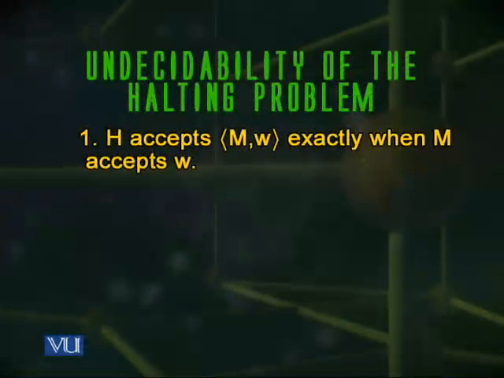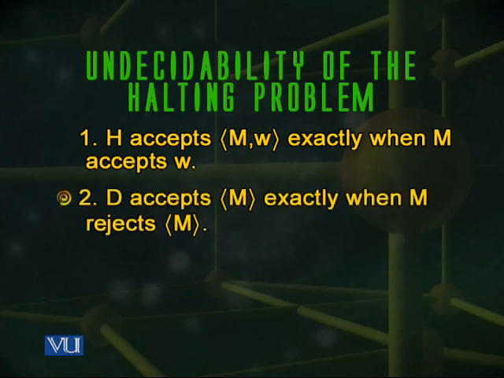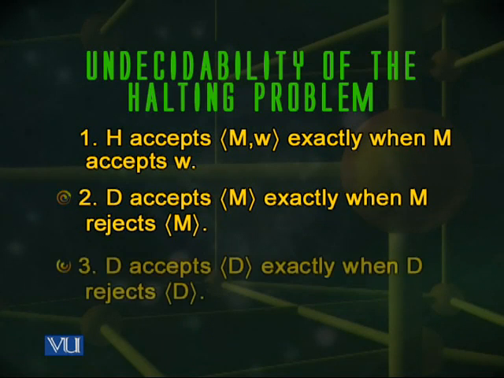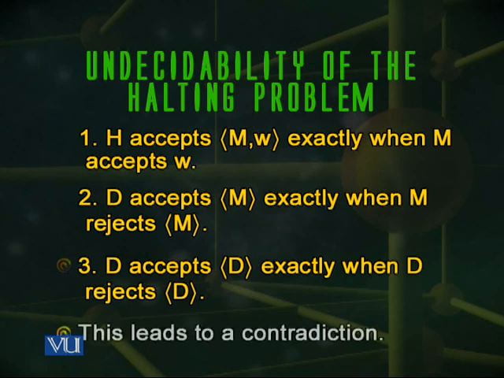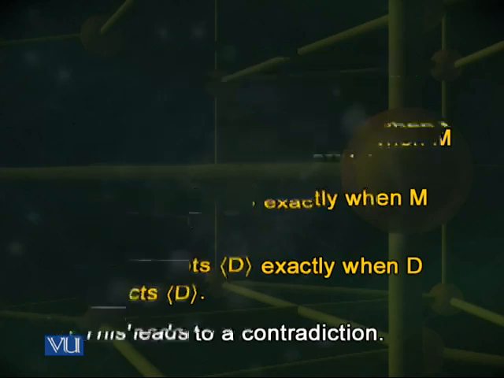Let's look at this argument once again. We know that H accepts M, W exactly when M accepts W. Therefore, D will accept the description of M exactly when M does not accept the description of M. So D accepts the description of M when M does not accept its own description. Now, what will happen if we run D on its own description? D accepts its own description exactly when D does not accept D, and this is a contradiction. So this ends our proof.